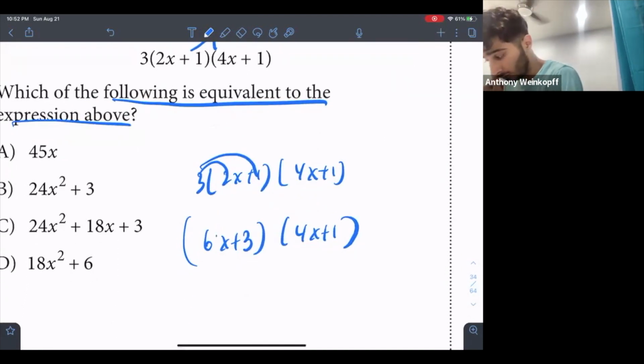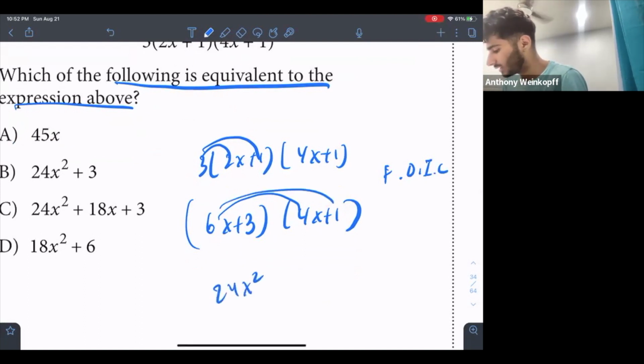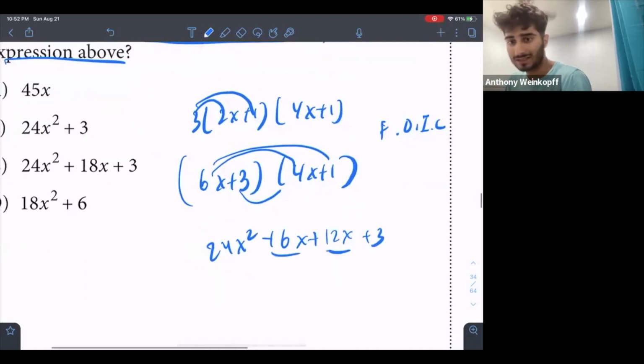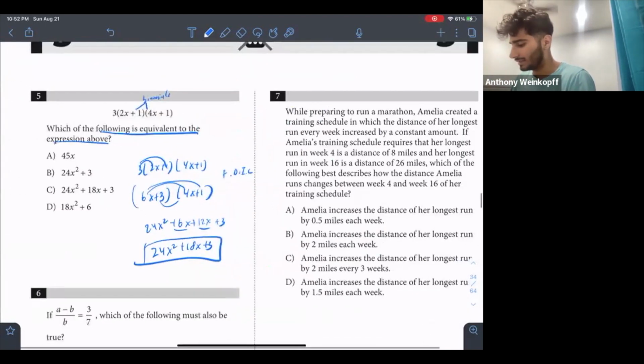And then you would do 6x times 4x, you do FOIL: first, outer, inner, last. So you do 6x times 4x is 24x squared. Then 6x times 1 is just 6x. 3 times 4x is 12x, and then 3 times 1 is 3. So then you combine the two x terms, you get 24x squared plus 18x plus 3. And that is our answer for question 5, choice C.